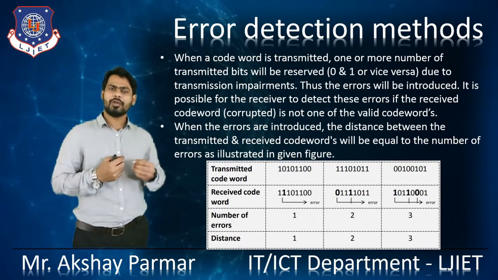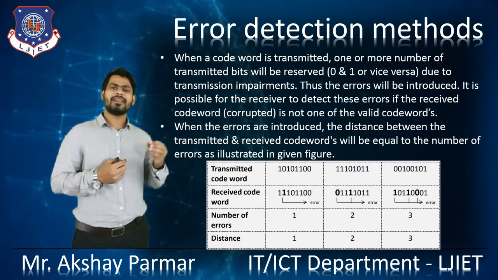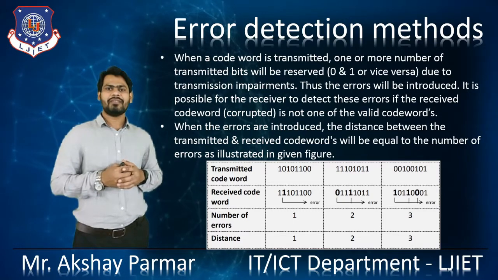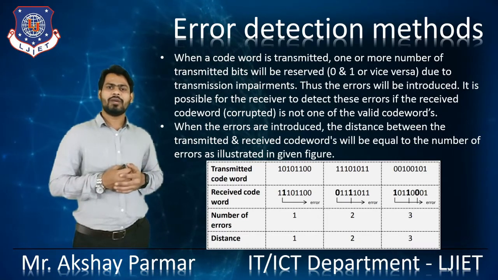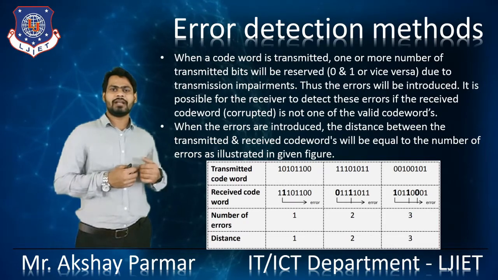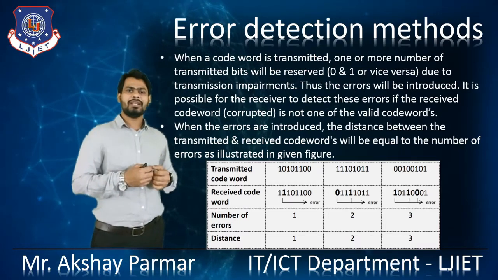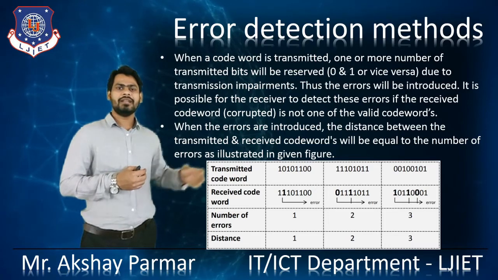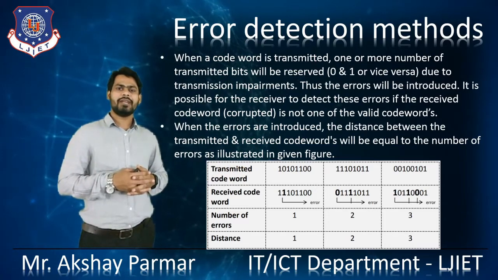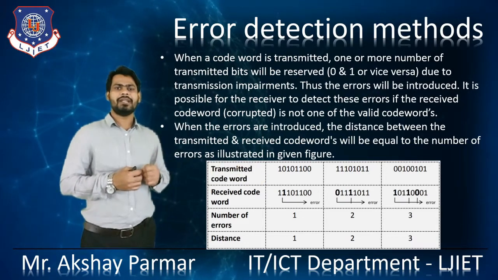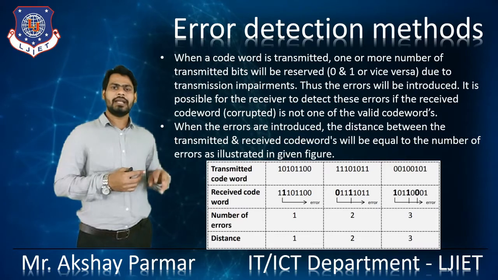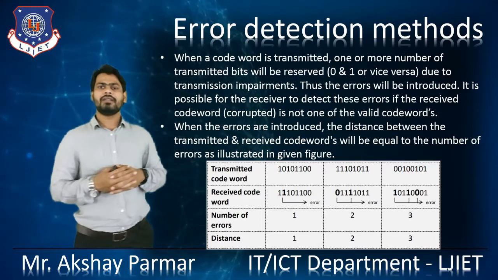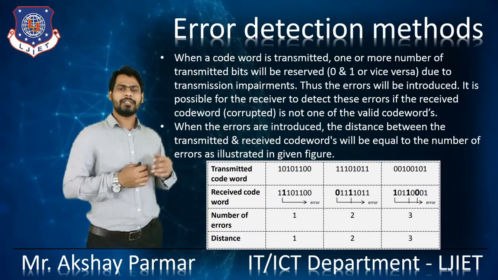So when errors are introduced, the distance between the transmitted and the received code words will be equal to the number of errors, as illustrated in the given figure. Here you can observe the transmitted code words and the received code words. In the first example, only one bit is changed, right? So 10 is changed to 11. The number of errors is 1 and the distance is 1, because it occurred at the first place from the beginning.